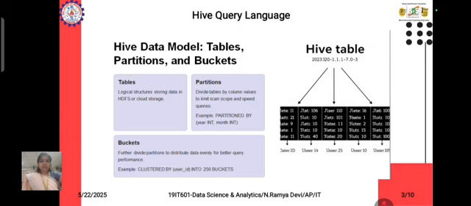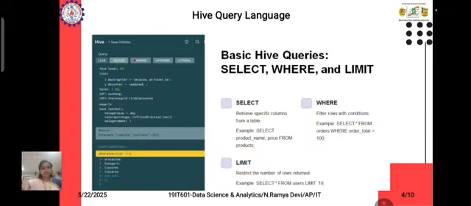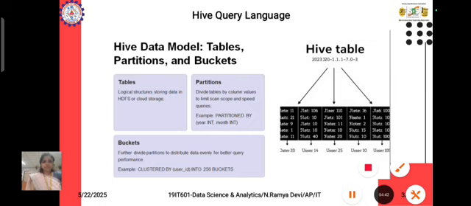Tables are a logical structure storing data in the Hadoop Distributed File System or cloud storage. Partitions divide a table by column values, limiting the scan scope and speeding up the query, for example partition by year or partition by month. And we also have buckets, which further divide the partitions to distribute data evenly for better query performance.